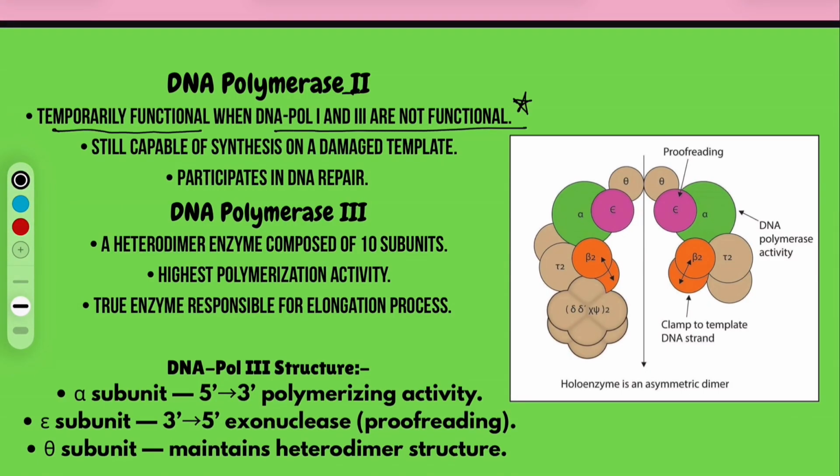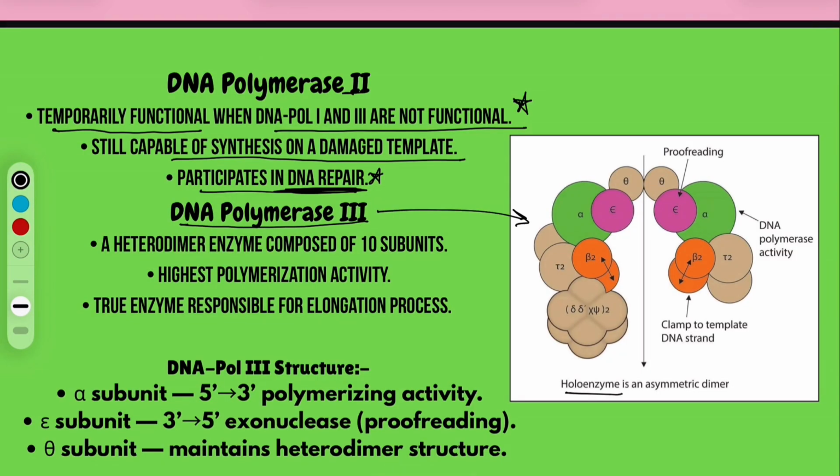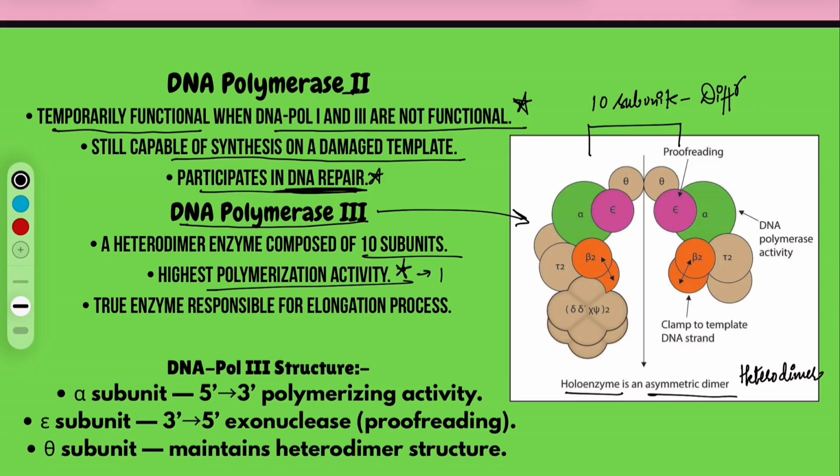Next is DNA pol second. It is temporarily functional only when pol 1 and pol third are not functional, and it participates in DNA repair only. Next is pol third. Pol third is a heterodimer enzyme which is composed of 10 subunits. In this diagram you can see it's an asymmetric dimer, meaning it's a heterodimer and it has 10 subunits, and it has the highest polymerization activity also. All units are different, and its polymerization capacity is 10 to the power 5 nucleotides per minute, and it is responsible for the elongation process which we'll cover next.